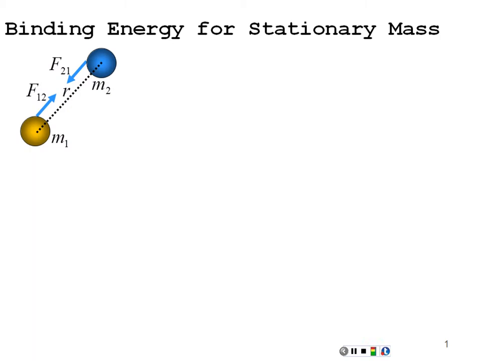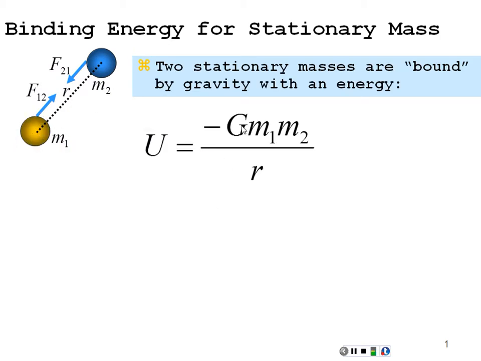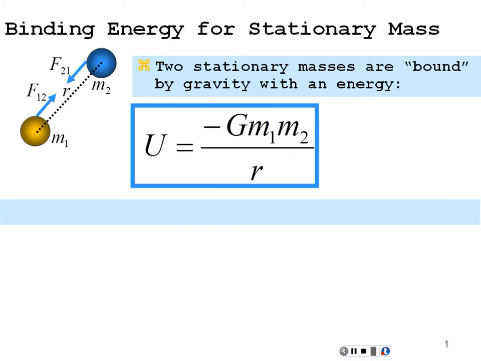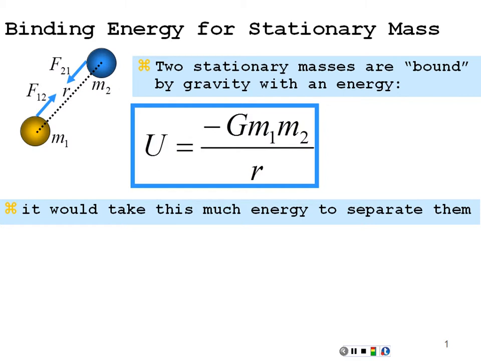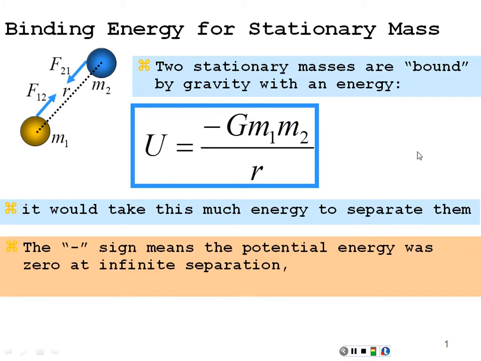The binding energy for stationary masses is equal to negative G, mass 1, mass 2, over the distance between them, and the distance is from the center of mass of one to the center of mass of the other. We'd say that they're bound by this amount of energy, so you would have to supply the positive value of this energy in order to separate the masses. The negative sign means this potential energy is taken to be 0 at infinite separation, and as they get bound together, they have a negative binding energy.